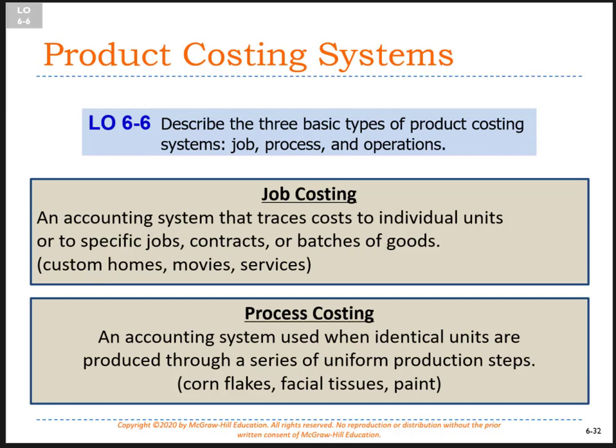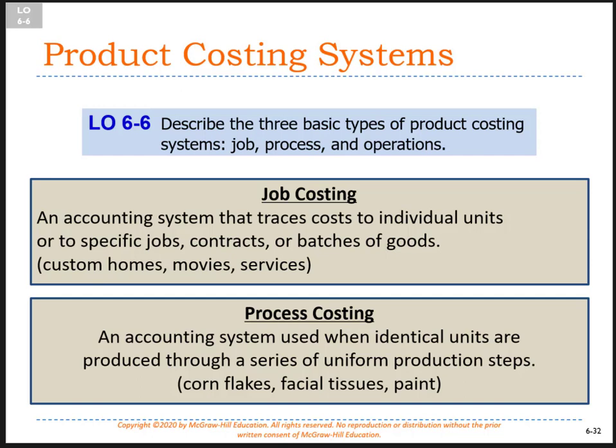So, good examples: home building. You know that it's for a particular customer. You do exactly what they ask for. All the materials and all the labor can be directly tied to that job. You know when it starts, you know when it ends, all those good things.